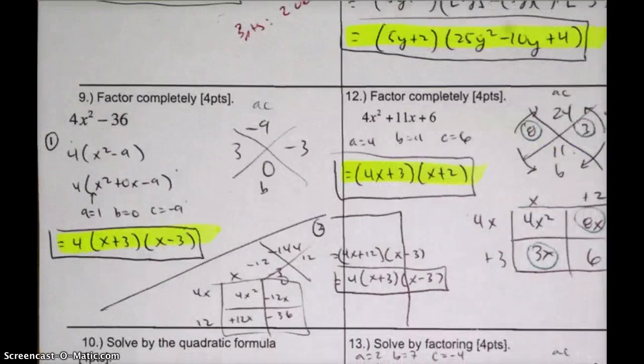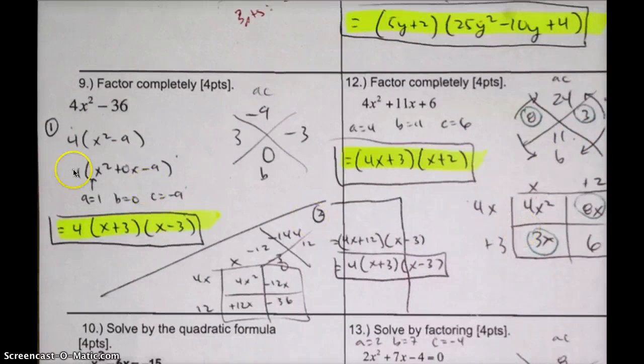Question number 9 says factor completely. The first way I showed you here is that you recognize that there is a greatest common factor. 4 and 36 have a common factor of 4. Then you have x squared minus 9. If you got there, I gave you 3 points. Here in the parentheses, you can actually factor again. So your a is 1, b is 0, and your c is negative 9. So when you do your x method, you'll see you have 3 and negative 3. And that's how you get this one. So your answer is 4 times the quantity x plus 3, x minus 3.